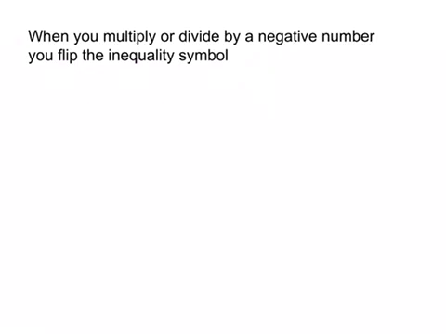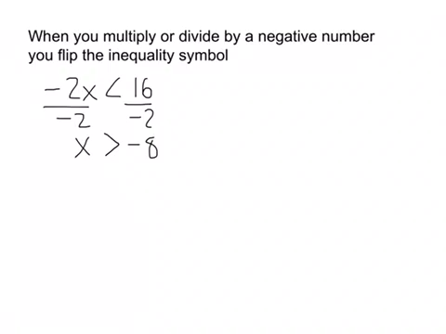So, for example, if we have negative 2x is less than 16, I want to divide both sides by negative 2. I'm going to get that x, again flipping my inequality symbol, is greater than negative 8. I can graph this. What kind of circle am I supposed to have here? It's going to be an open circle because it's not or equal to, and I want all the numbers where x is greater than negative 8. All the numbers where it's greater than are to the right.